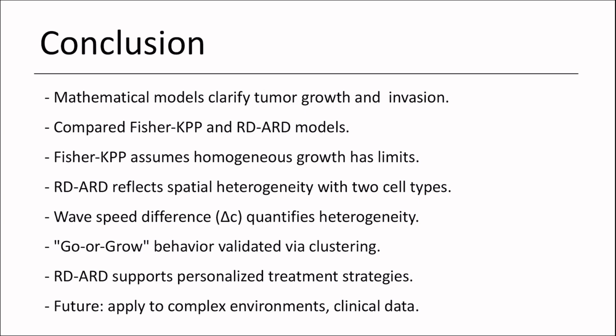Additionally, we conducted clustering experiments on GBM cell lines based on their proliferation and motility characteristics. The results clearly showed distinct groups, confirming the go-or-grow behavior, where cells either migrate or proliferate but not both at once. This further supported the RD-ARD model's ability to describe tumor heterogeneity in detail. Overall, this project wasn't just about looking at cancer as a biological phenomenon. It was about exploring how mathematical approaches can deepen our understanding of tumor behavior.